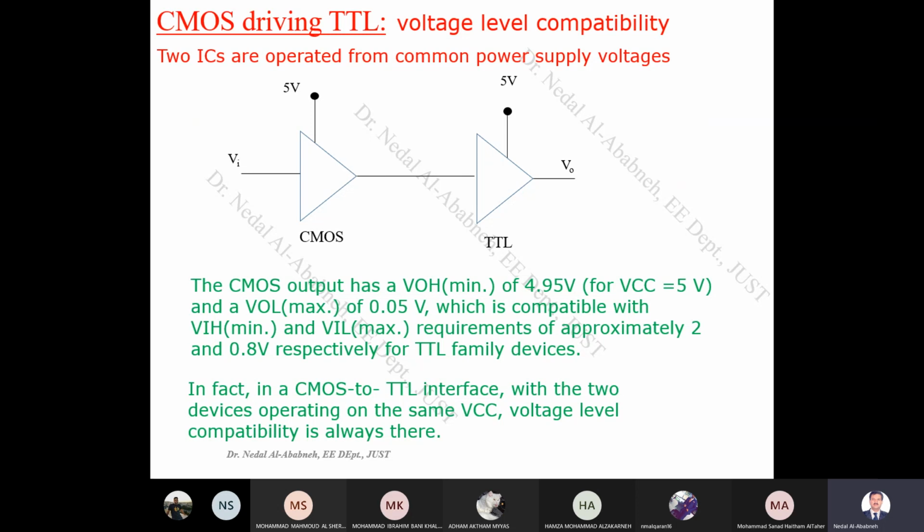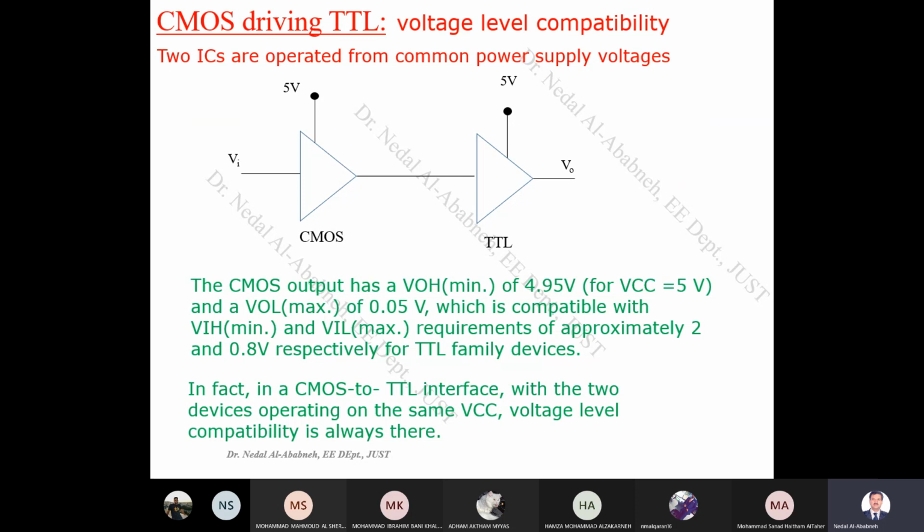تحت في CMOS drive TTL تطلع الفولتج ليفلز للـ CMOS. طبعا الـ V output high بالـ CMOS قلنا within الـ 3.5 and more range. اوكي وبالتالي احنا والـ V input high للـ TTL الـ is around 2 فولت، وبالتالي 3.5 اعلى من 2، وبالتالي الـ V output high للـ CMOS it is compatible with the high input requirements للـ TTL، وبالتالي we don't have any problems.